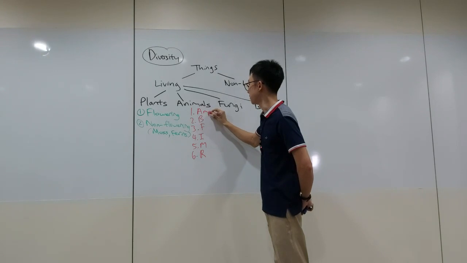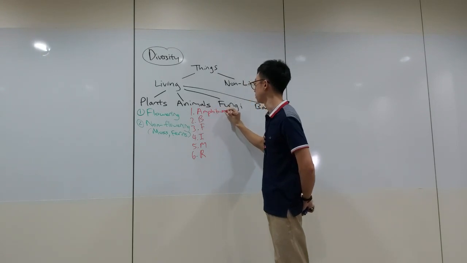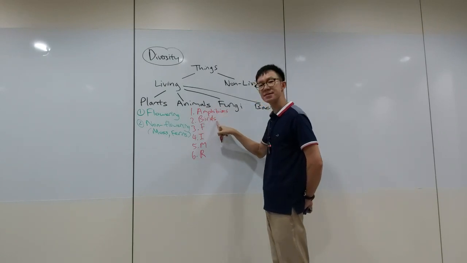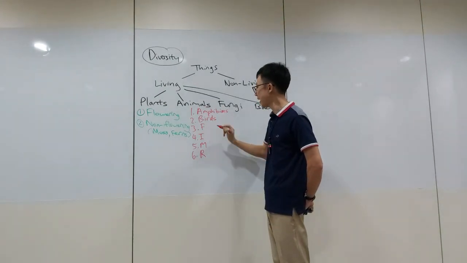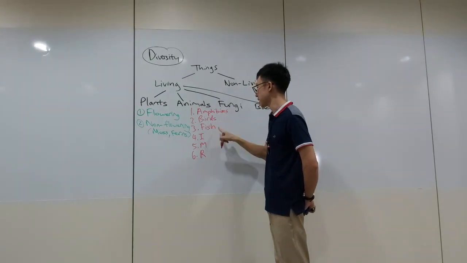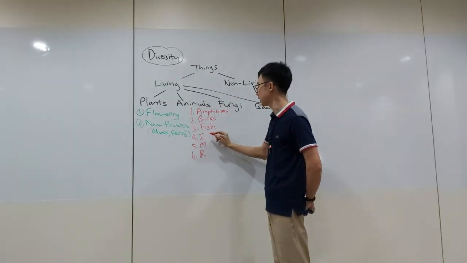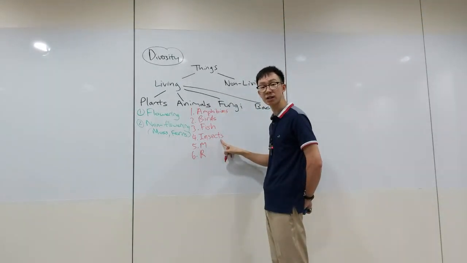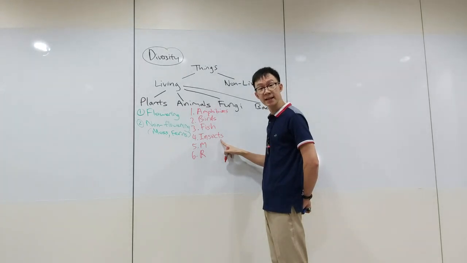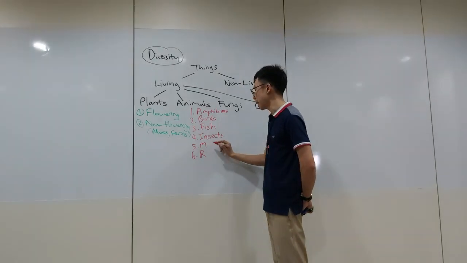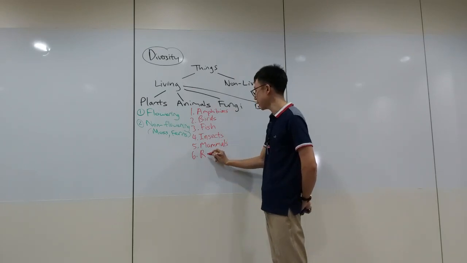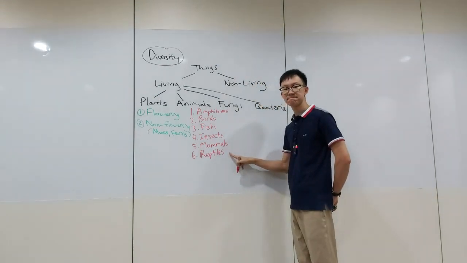A is for amphibians. They live on both land and water. B is for birds. They have feathers as their outer covering. F is for fish. They are covered in scales. I is for insects, and they have a hard outer covering. They have 6 legs and 3 body parts. M is for mammals. They are covered in hair. And R is for reptiles. They are covered in dry scales.